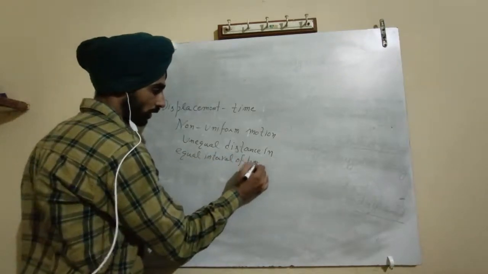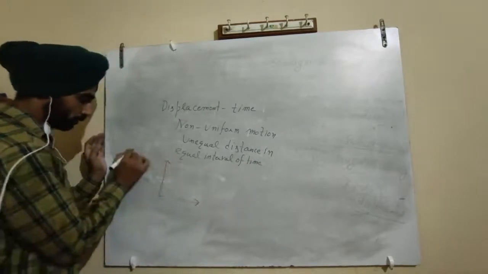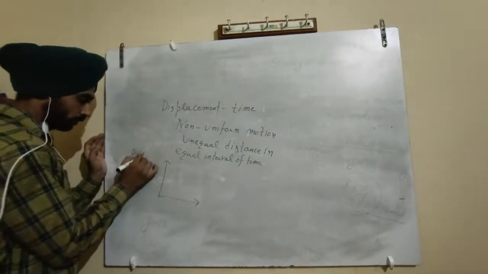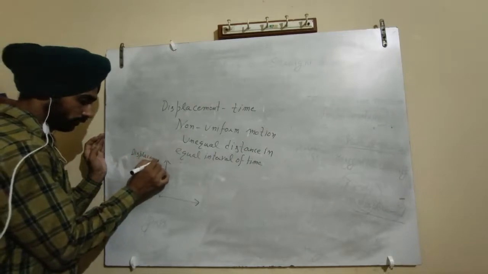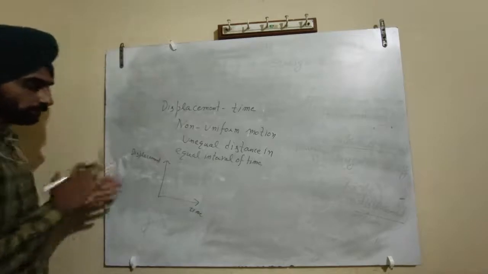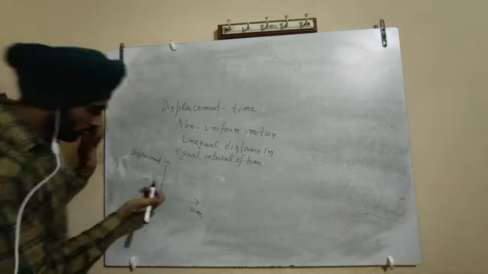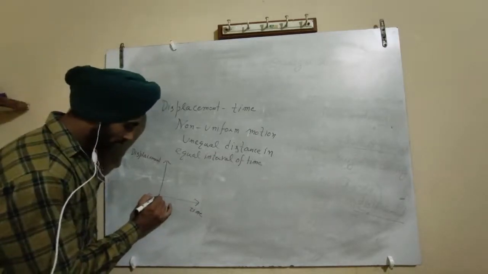So what will be the shape of this displacement time graph? And this is time. Okay. So what are you going to get? You are going to get a curve like this.